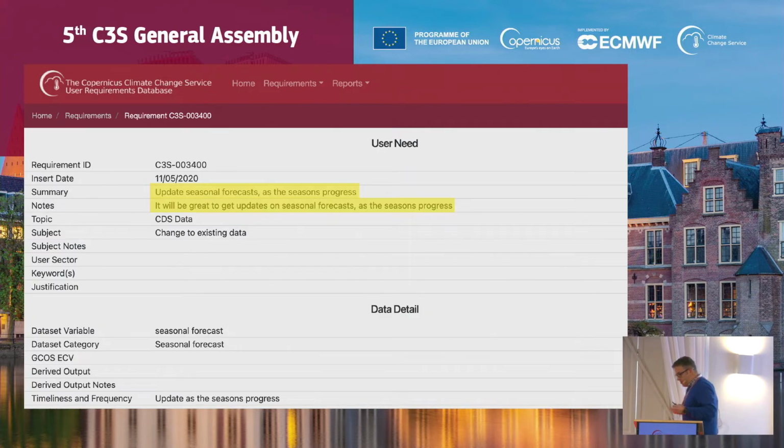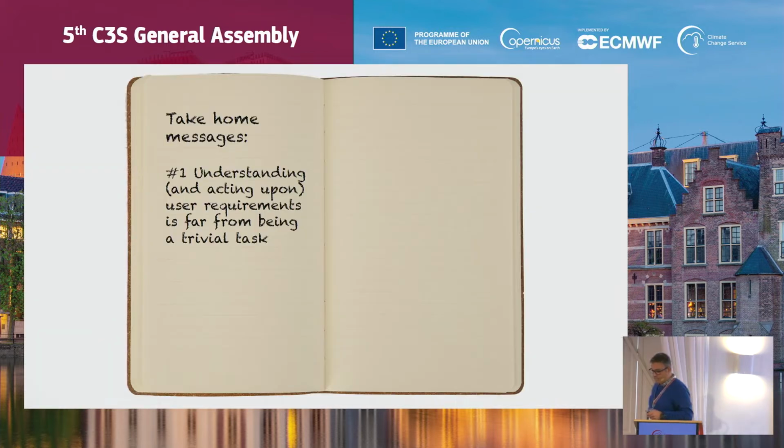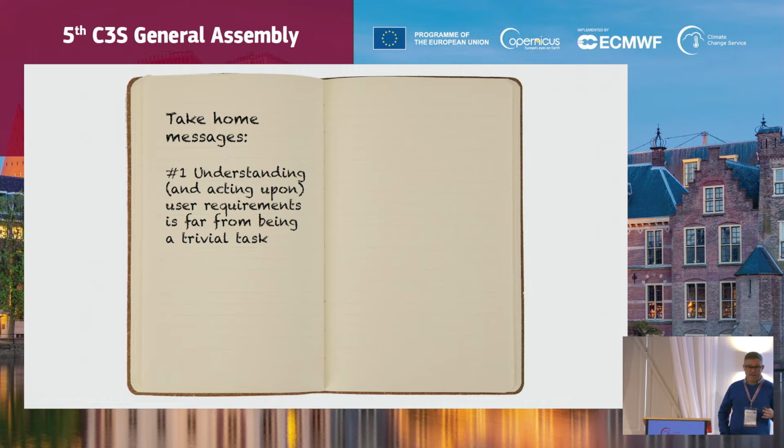Another example, another real user requirement coming from the user requirement database: it will be great to get updates on seasonal forecasts as the seasons progress. So I'm sure that if we make a poll here, we will get 2, 3, or 4 different answers to what this requirement is asking us. Depending on your familiarity with the catalog, depending on what your role is, you will get a different answer. So that's my first point today: understanding and, more importantly, acting upon the user requirements is far from being a straightforward task. So that's message number 1.